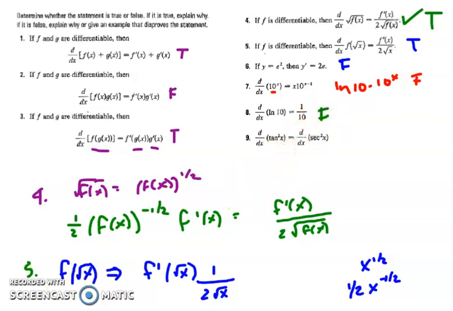And then last, number 9, I'm going to have to add in another sheet here so I have plenty of space. So we're taking the derivative of tangent squared, and we're going to take the derivative of secant squared, and we're going to see if they are the same.